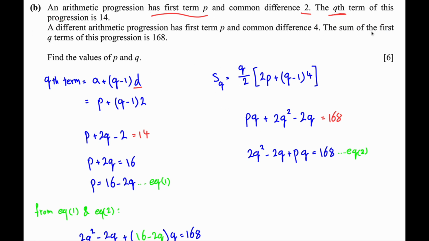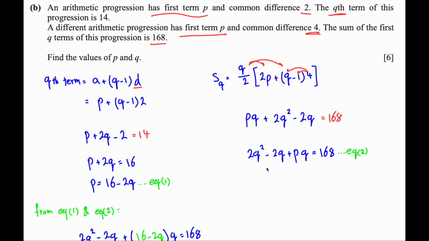Over there, we're talking about the sum of the first q terms. So I'm going to apply the general formula. If you're talking about the sum of the first q terms, I can say q over 2 times 2p, which is the first term, plus q minus 1 times 4, which is the common difference. And when you expand it, you get pq plus 2q squared minus 2q. Don't forget the 4 also should be expanded here before you get rid of the square bracket. And this whole thing should be equal to 168 as mentioned in the question.